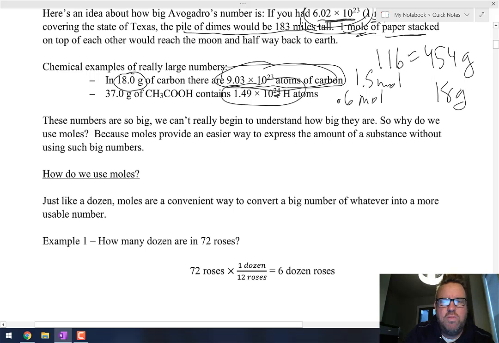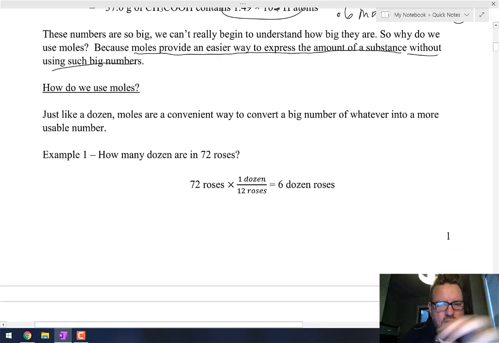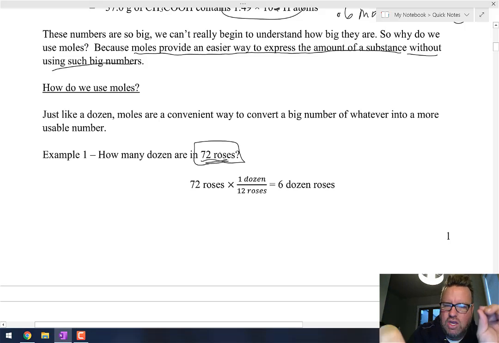Because moles provide an easier way to express the amount of a substance without using such big numbers. So, just like with the dozen, which you can probably do in your head, we can use moles to convert to a more usable and reasonable number. So here's an easy example to start. Let's say you start with 72 roses, and you know that 1 dozen equals 12, in this case, roses.